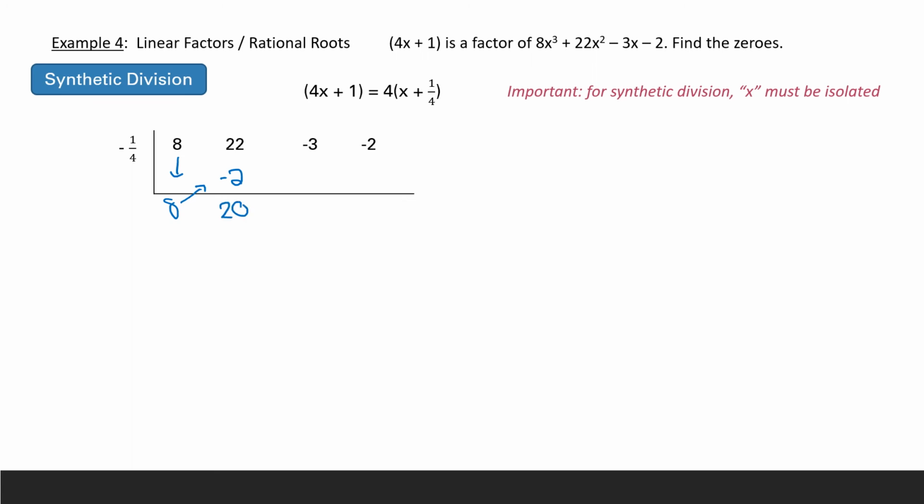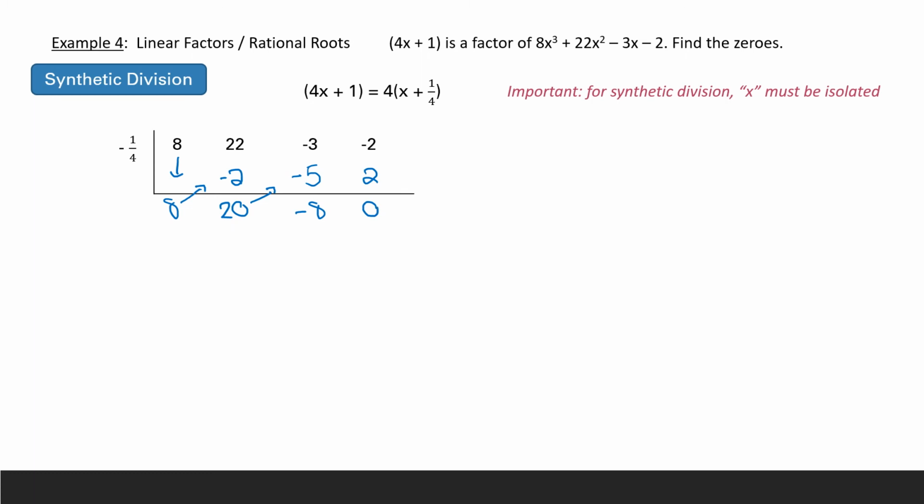Now I have to do 20 times negative 1/4. 20 times negative 1/4 is negative 5. So that gives me a negative 8 down here. Now I have to do negative 8 times negative 1/4. That's positive 2. And my remainder is a 0.